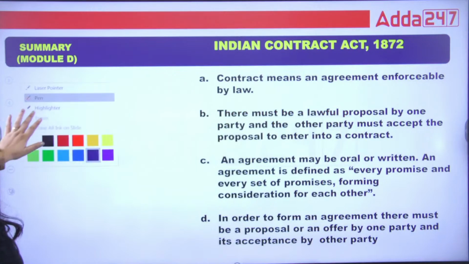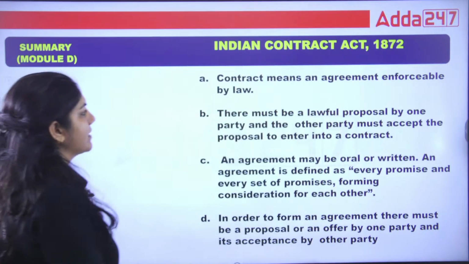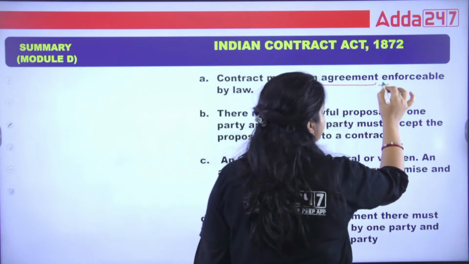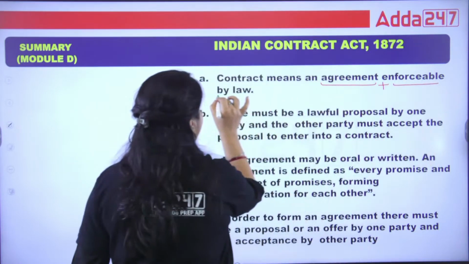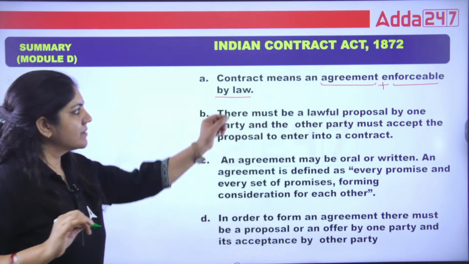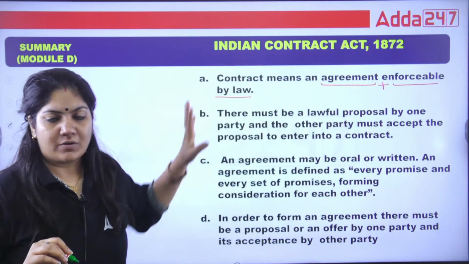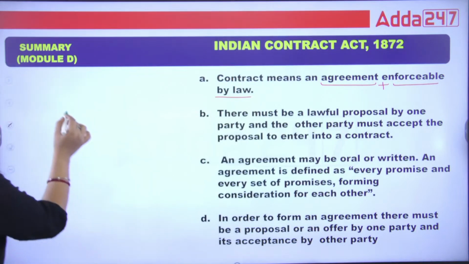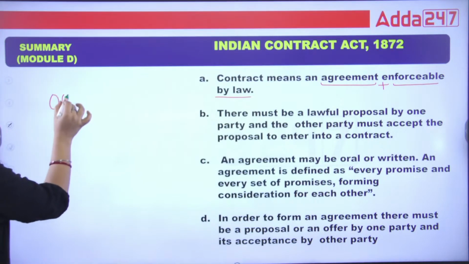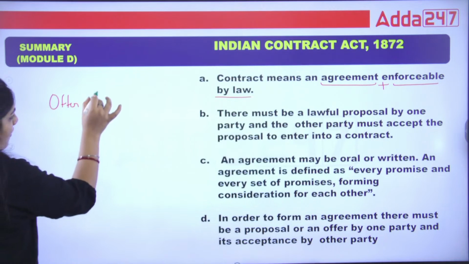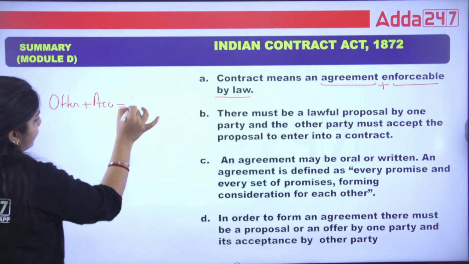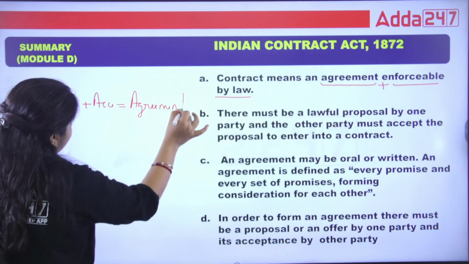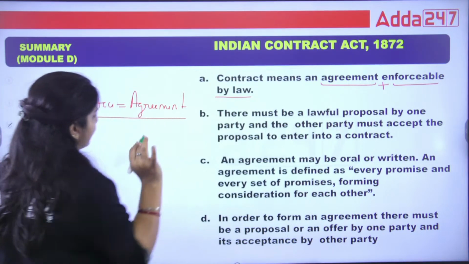Okay. So what is contract? Contract means the agreement which is enforceable by law. This is the basic formula of contract. So in the contract we have just learned this formula. Okay. Now what is agreement? Agreement is basically offer plus acceptance is equal to agreement.